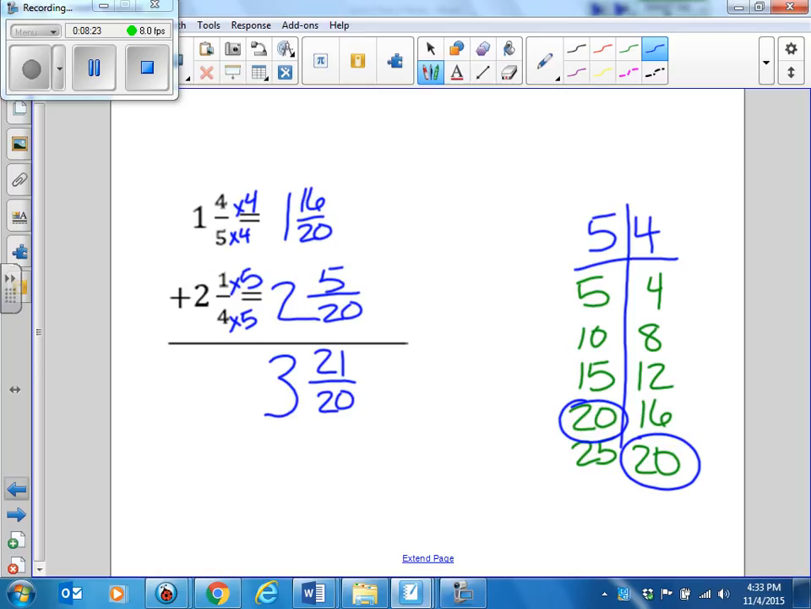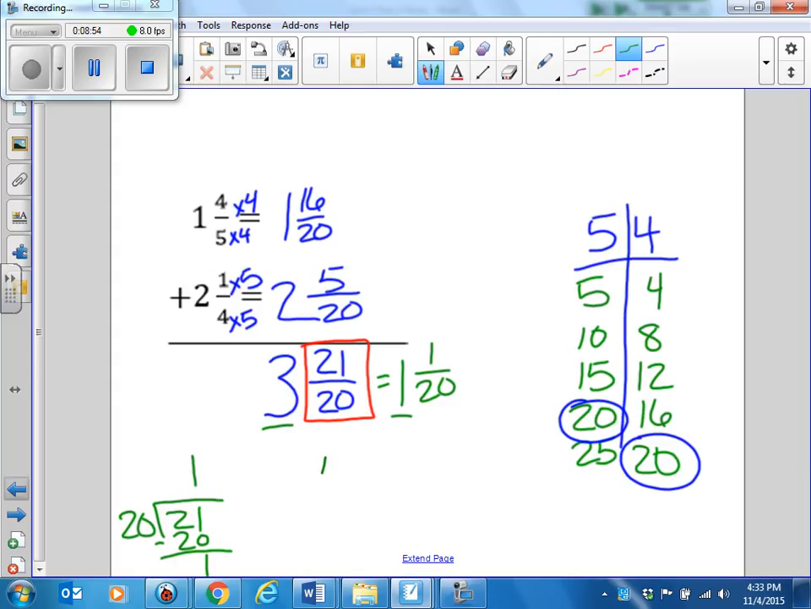So again, we have an improper fraction right here. So we need to figure out what is 21 over 20. So I can divide it out. 20 goes into 21 one time. 1 times 20 is 20. I subtract and I'm left with 1. So my answer is 1 and 1/20. But we need to put the 1 and 3 together. So my overall answer is 4 and 1/20. Okay? We can't just get rid of that 3.